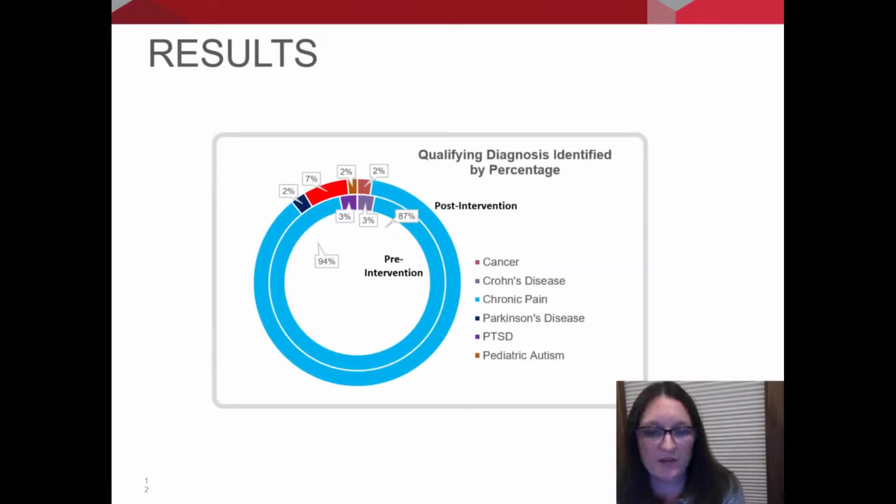The second graphic looks at the qualifying diagnoses that were identified by the provider. The inner circle shows pre-intervention. Providers were able to identify 3 diagnoses. The outer circle shows post-intervention. The providers were able to identify 5 diagnoses, 3 of which were new as compared to pre-intervention.